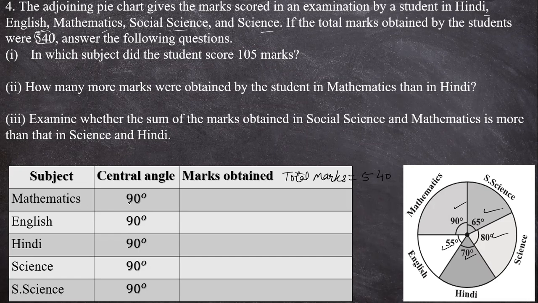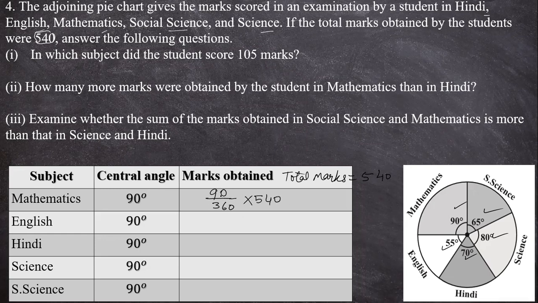Okay, so here the central angle is 90 degrees, right? Now, with the central angle 90 degrees, we will find the marks. So 90 degrees out of 360 degrees. All the angles are 360 degrees, the complete angle. So now into total marks 540.